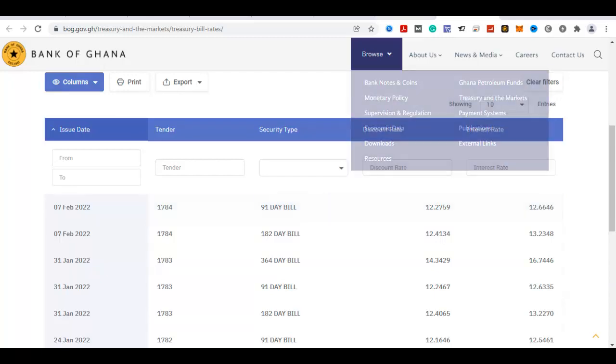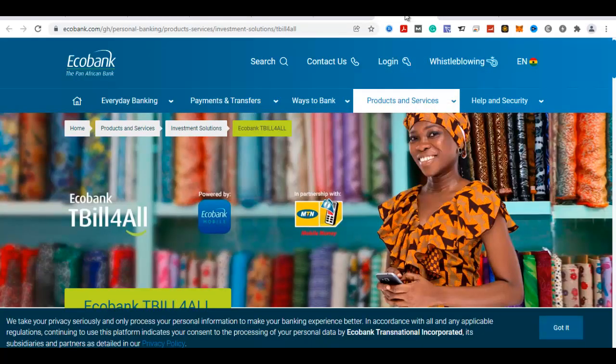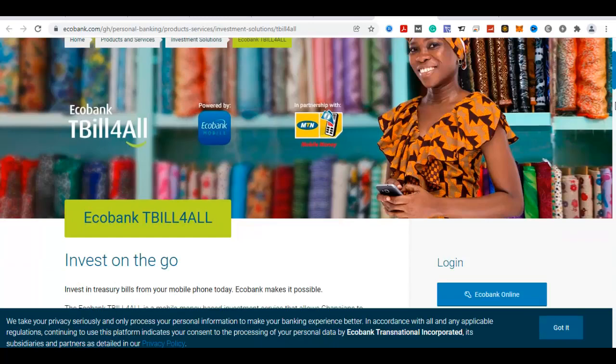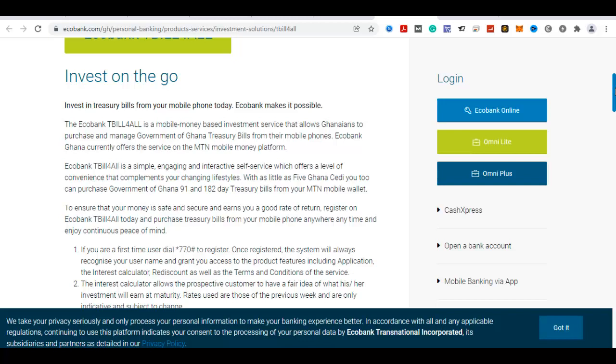All right, so let me take you to one of the commercial banks, Ecobank. Ecobank has a platform which they call TBILL4ALL. So you can see it here, Ecobank TBILL4ALL. So Ecobank Treasury Bill for All. And you can invest in that program with as little as 5 Ghana Cedi.